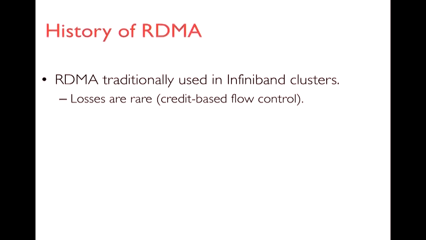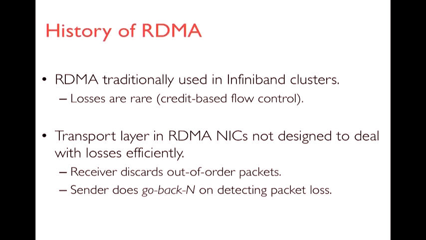RDMA was traditionally designed to be used in InfiniBand clusters, where losses are extremely rare because of the use of credit-based flow control. And as a result, the transport in these RDMA NICs was never designed to deal with packet losses efficiently. The receiver simply discards any out-of-order packet, and the sender does a go-back-N loss recovery upon detecting a packet loss. So with go-back-N, suppose packet number X is lost, the sender would retransmit all of the packets that were sent after packet number X.